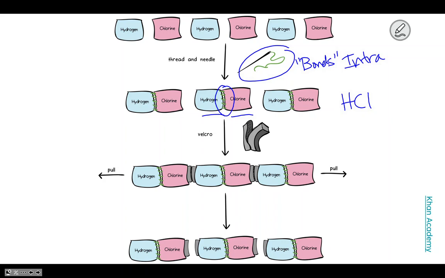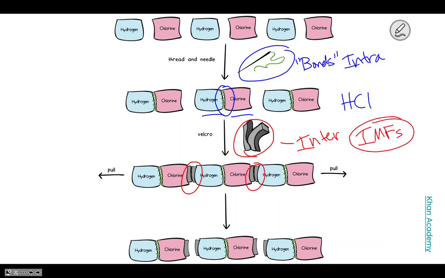Whereas the Velcro, which is a little bit more easily ripped, okay? These are between the molecules, holding the molecules together. And these ones would be considered the interforces, or IMFs for short, intermolecular forces. Those ones are between and they're weaker. You can rip Velcro much easier than just trying to rip out thread. So it's a very good analogy in terms of strength, the difference between intra versus inter.